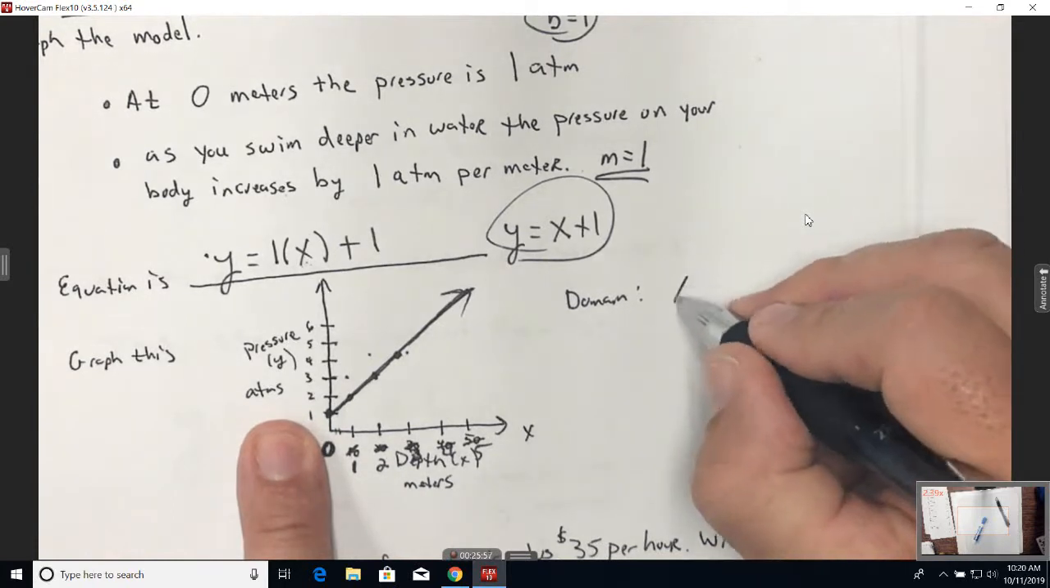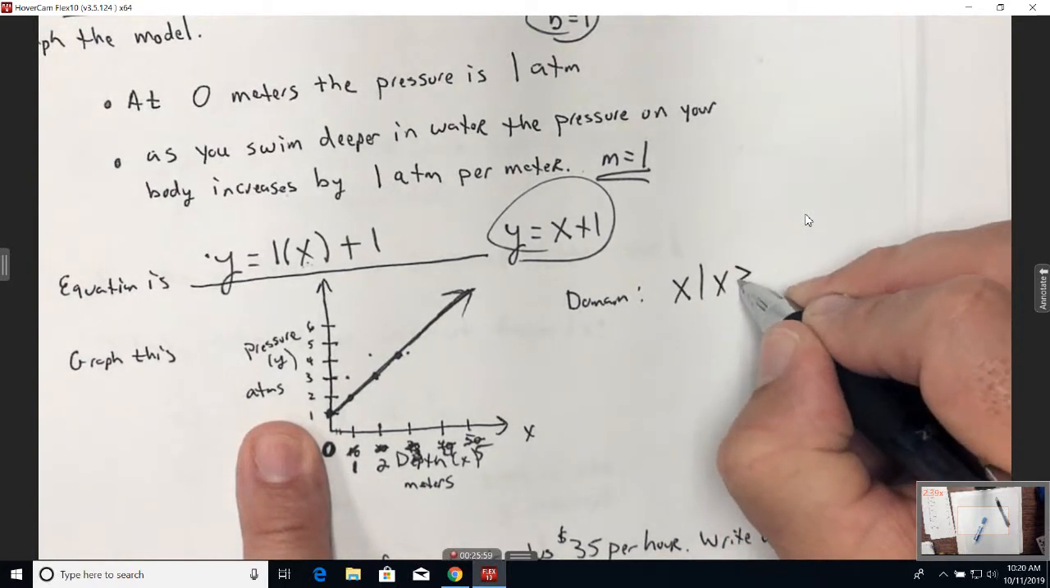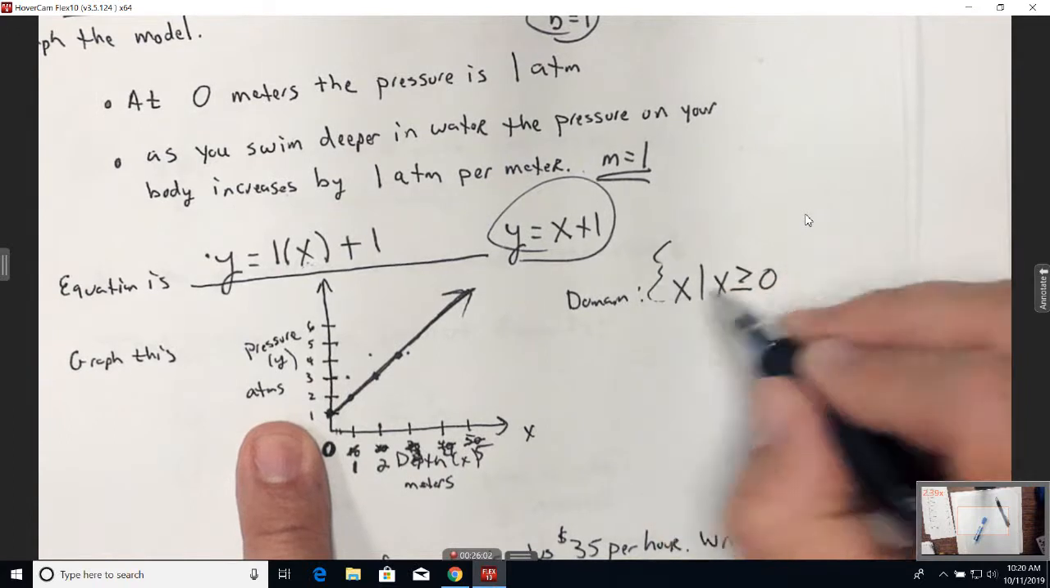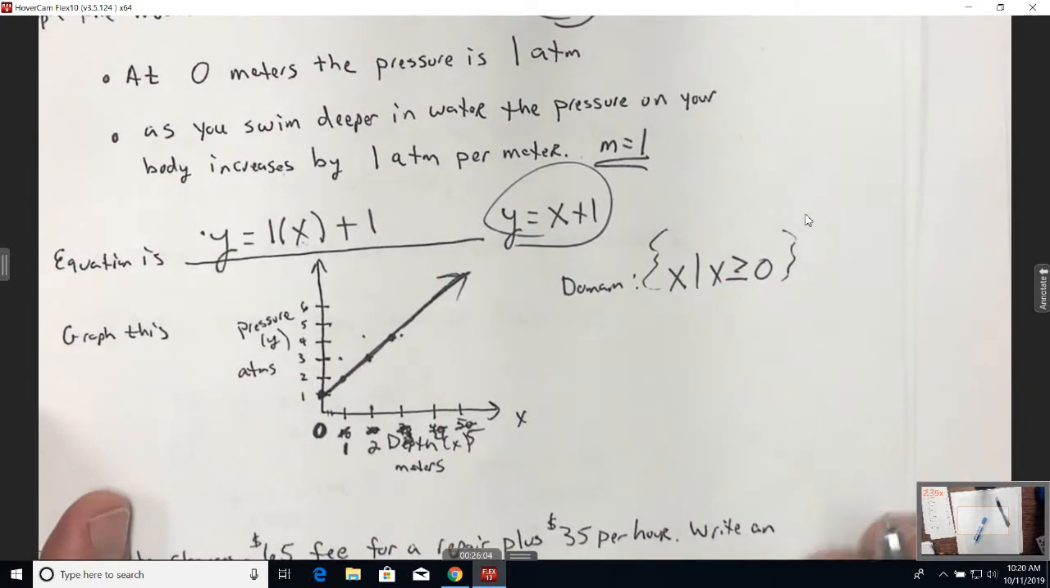At a depth of 0. So it'd be x such that x is any number greater than or equal to 0. That is an EOC question. It will always be on there.